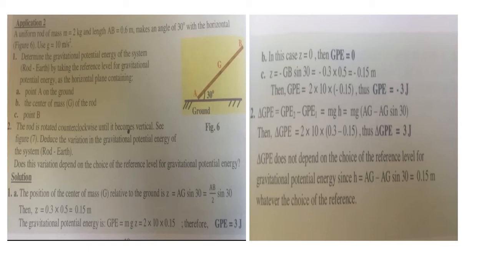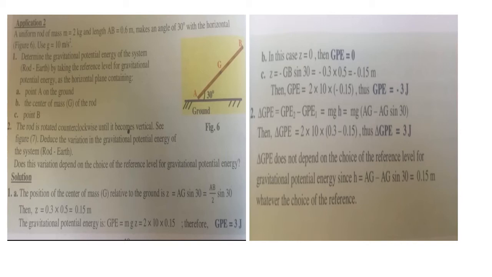Now in part C, the reference level is taken as the horizontal plane passing through B. So now G is at a negative position with respect to the reference level. It is h equals minus GB sine 30, or minus 0.15 meter, and then GPE equals 2 times 10 times negative 0.15 equals negative 3 joules.